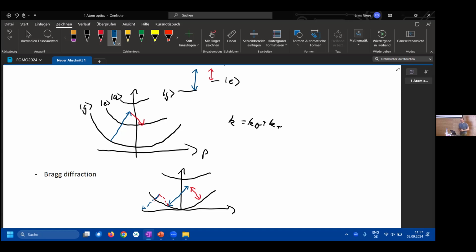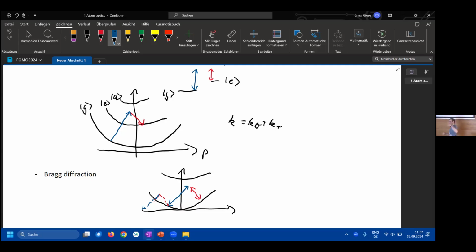Okay, everybody is nodding and nobody's asking questions. Yeah. But you didn't feel standard Bragg diffraction, so you were just transferring, you're changing momentum of the internal state.